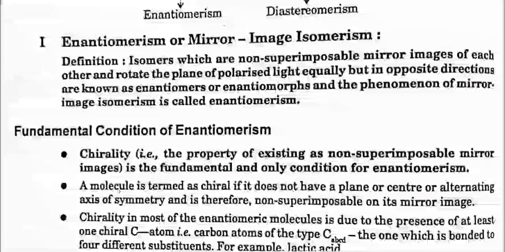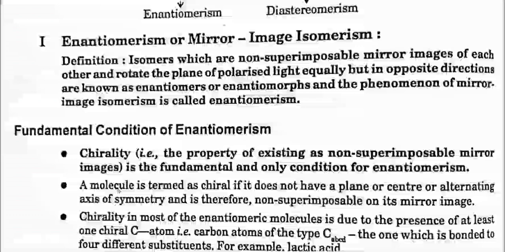Enantiomers or mirror image isomerism. Isomers which are non-superimposable mirror images of each other and rotate the plane of polarized light equally but in different directions are known as enantiomers or enantiomorphs, and the phenomenon of mirror image isomerism is called enantiomerism.